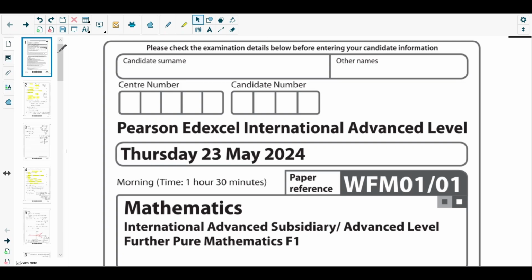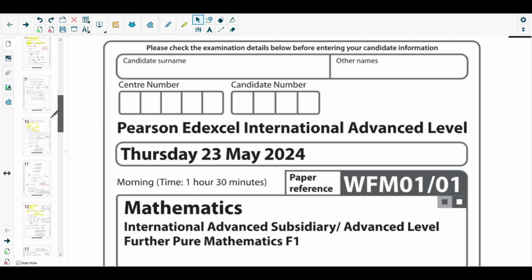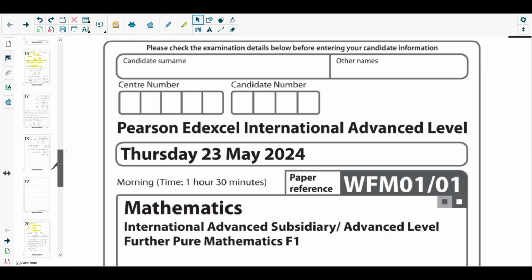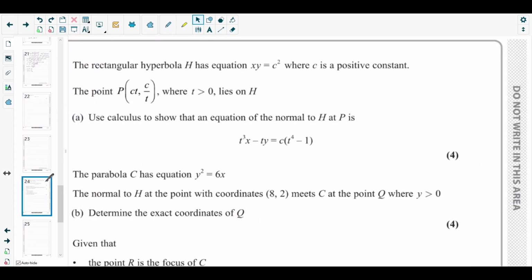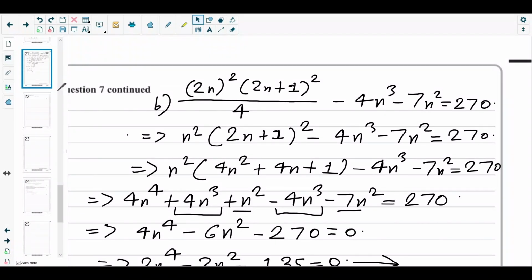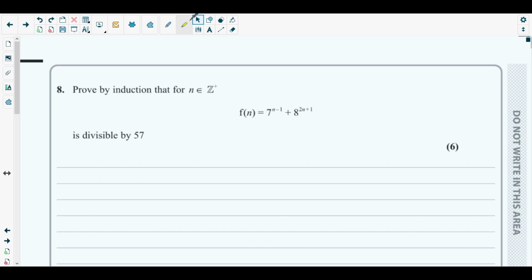In this video, we will be solving question number 8 from one of the most recent past papers of Further Pure Mathematics, which is the May 2024 F1 paper. So let's get started with question number 8 of the paper.